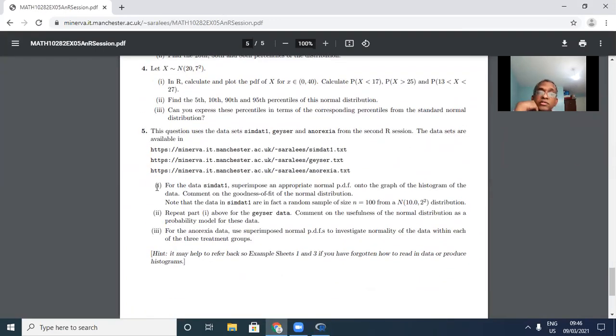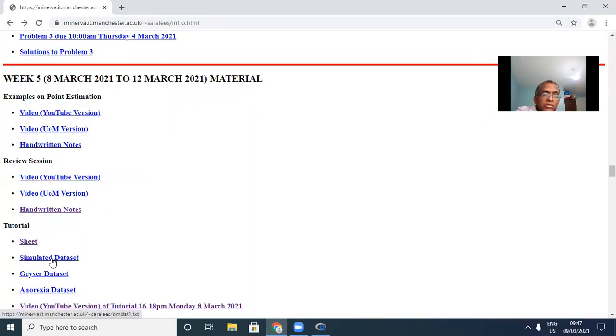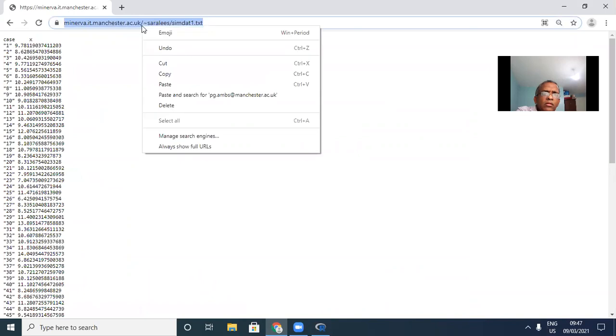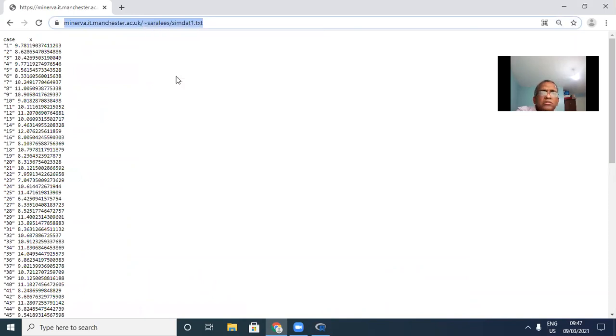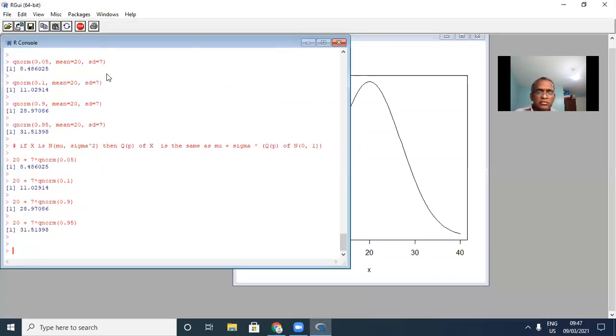The first part is to do a histogram of the simulated data, and on top of the histogram, plot the PDF of the normal with parameters 10 and variance equal to 4. It shouldn't be too difficult to do, right? So the first thing you need to do is to read the data. This is the simulated data. I think I mentioned this before. So you copy the data, and this is exercise 5, guys.